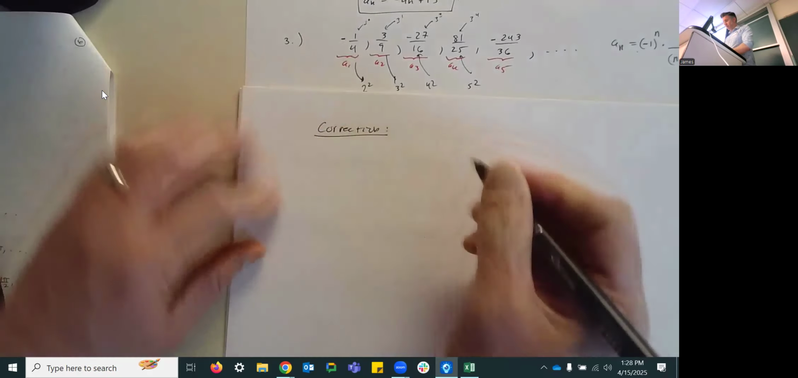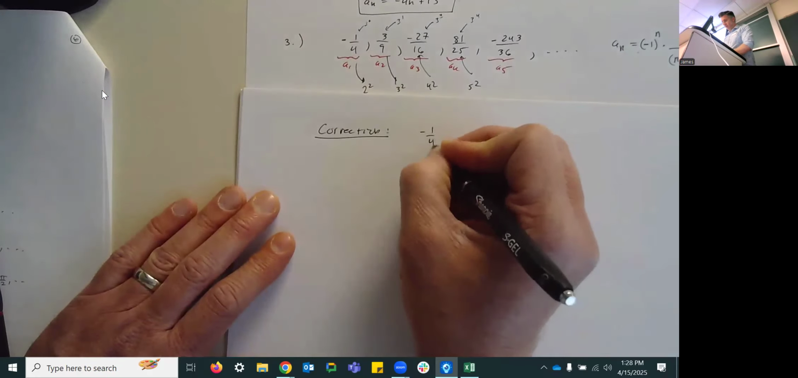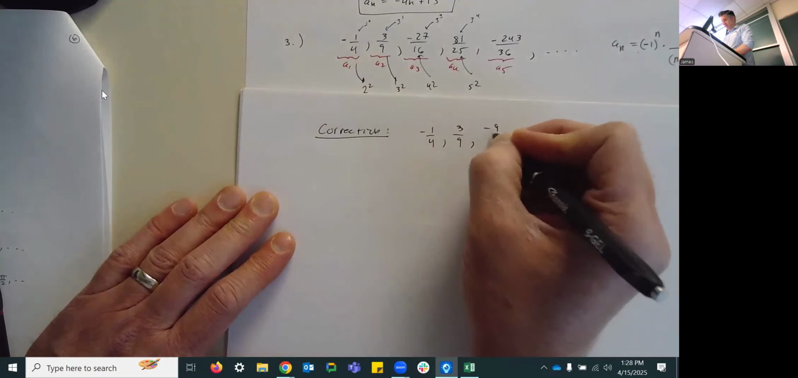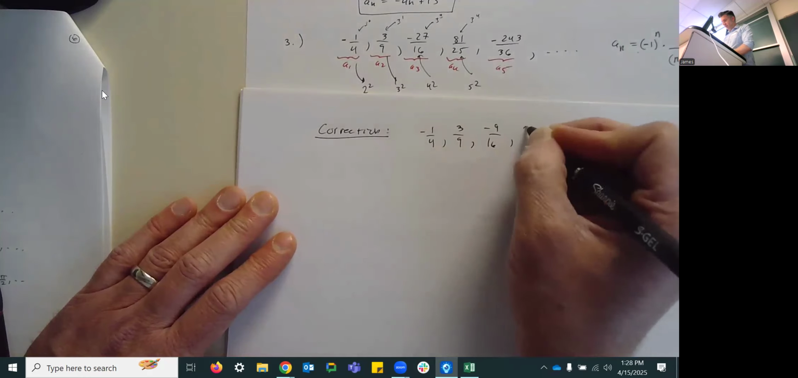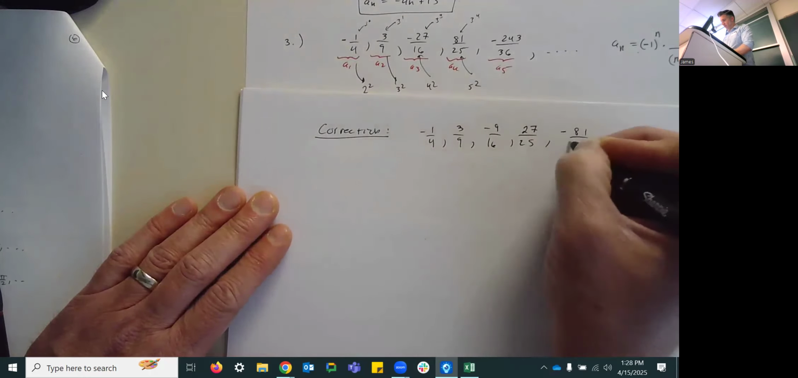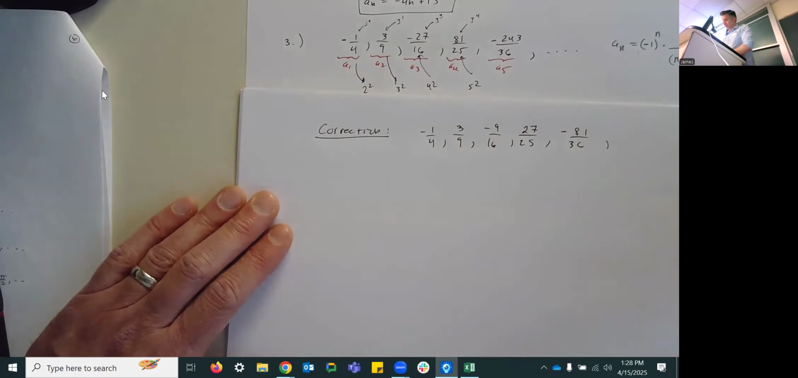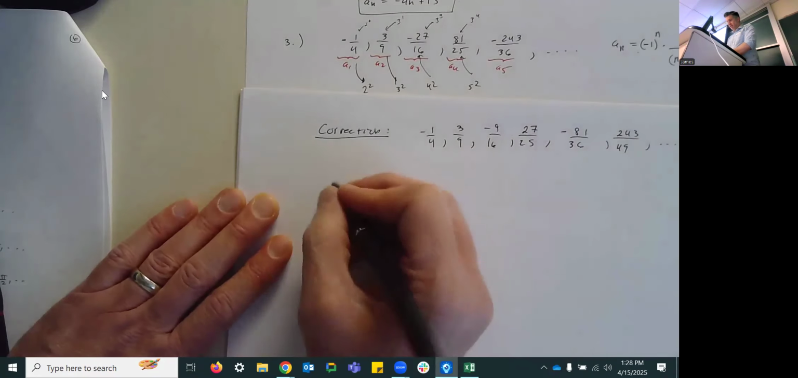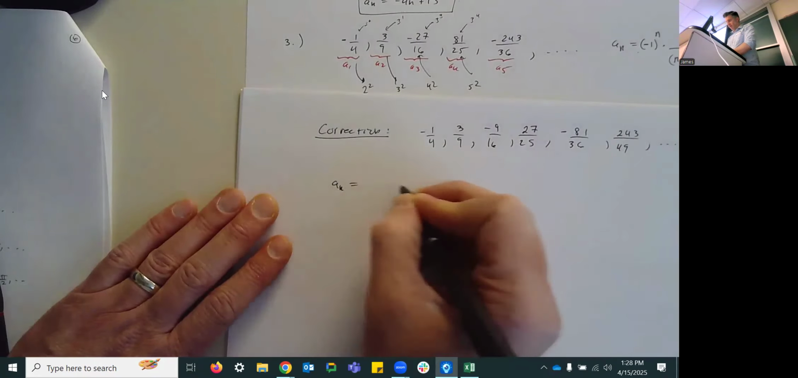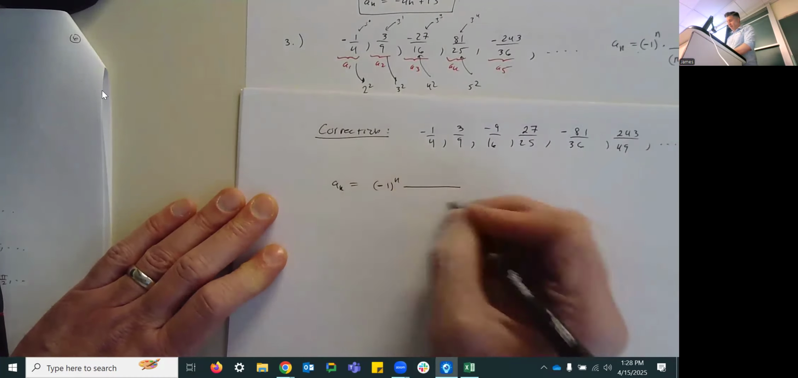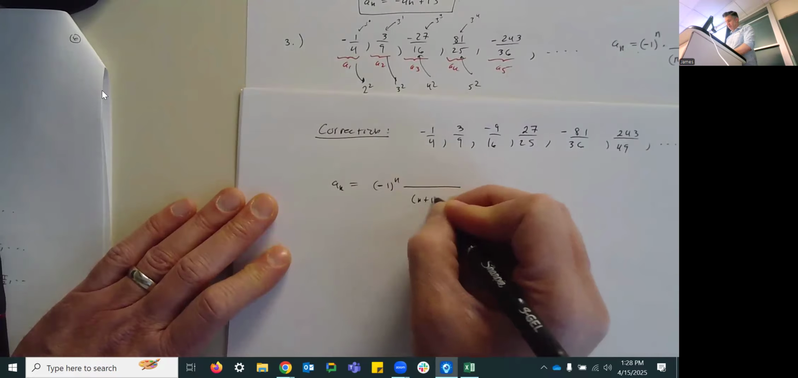Our sequence should have been -1/4, +3/9, -9/16, +27/25, -81/36. And we can write the next term, +243/49. So our a_n should look like, we already have the -1 to the n out in front. The denominator of our fraction is n+1 squared.